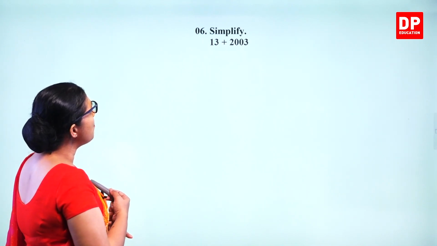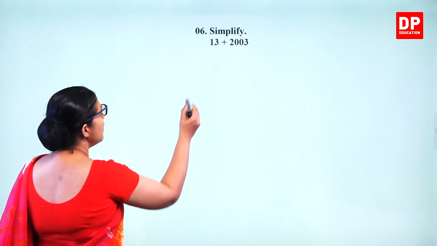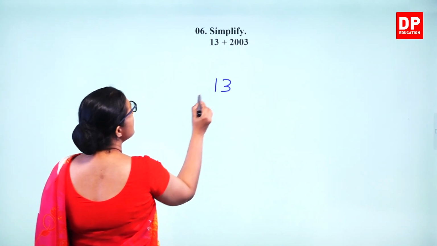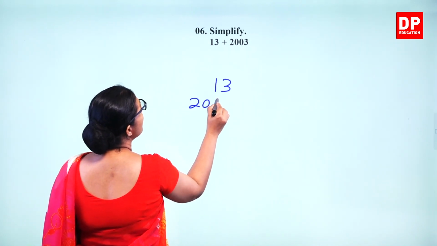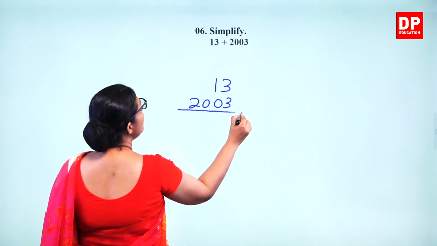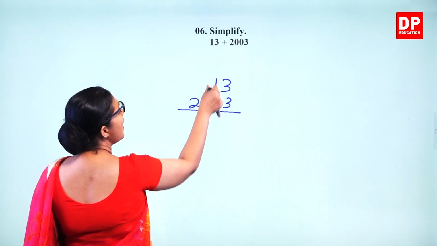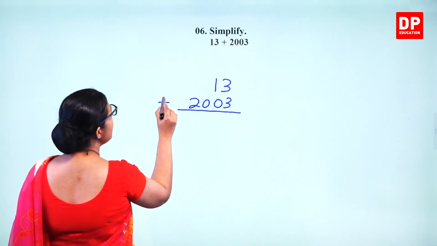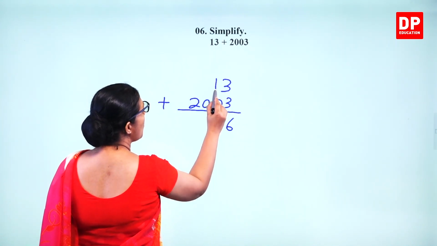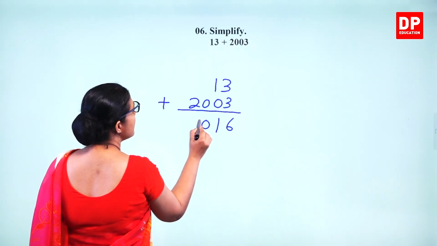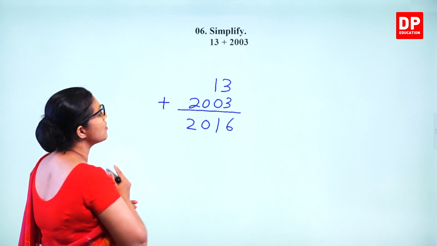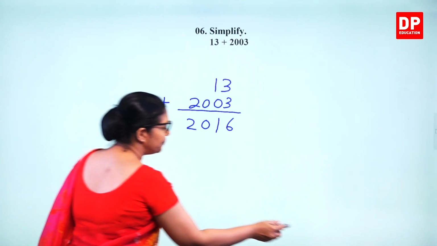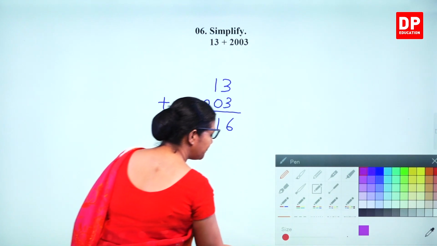Question number 6, simplify. Just addition. So make sure that you write in a column. Units place aligned with one column and then tens place. So now add it. 3 and 3 is 6. 1 plus 0, 1, 0, 2. 2016. 2 marks for that.